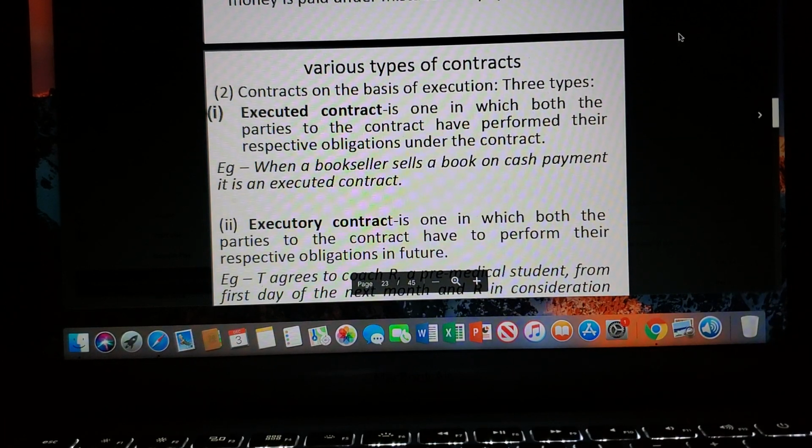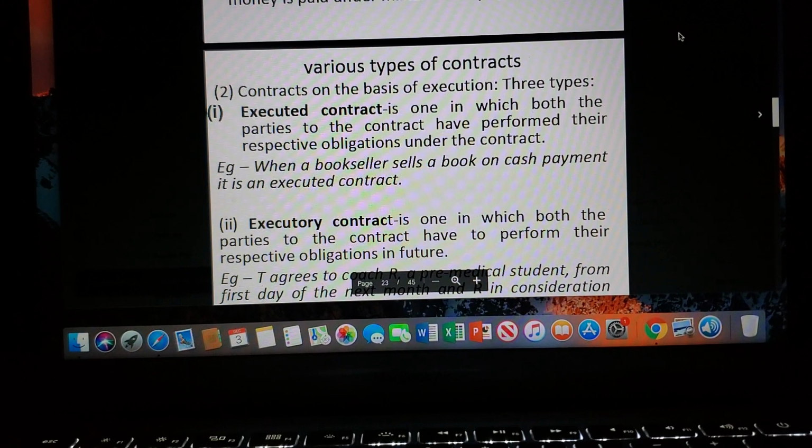The second type of contract is contract on the basis of execution. There are three types of contracts on the basis of execution. 1. Executed contract. This is one in which both the parties to the contract have performed their respective obligations under the contract. Example, when a bookseller sells a book on cash payment, it is an executed contract.